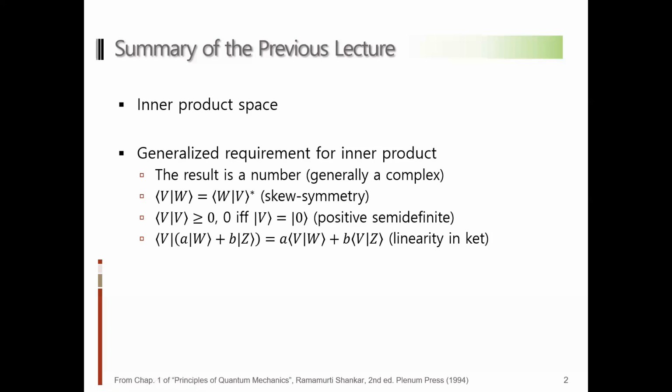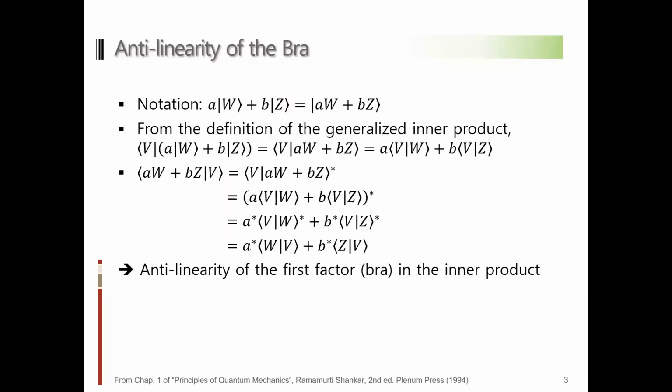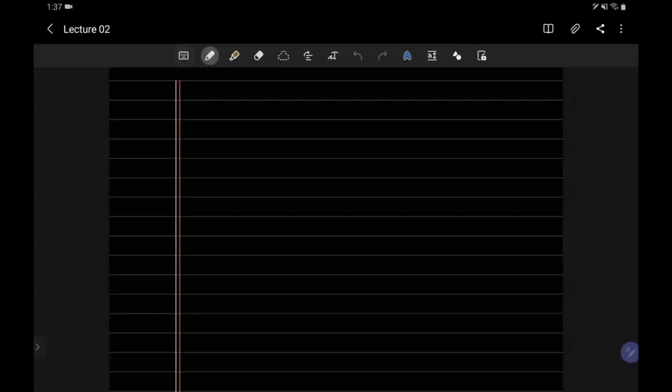On the next page, I'm going to use two properties. One is the skew symmetry, and the other is the linearity in ket. Maybe you are wondering why we had to define the generalized properties of the inner product, and probably this might be one example. Let's see what we can do with such a definition. Let's begin our discussion with what you are familiar with, which is the two-dimensional or three-dimensional real space vector.